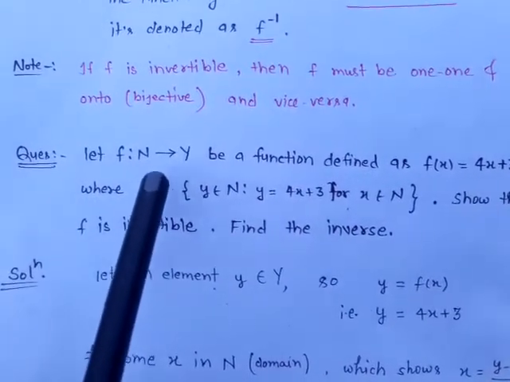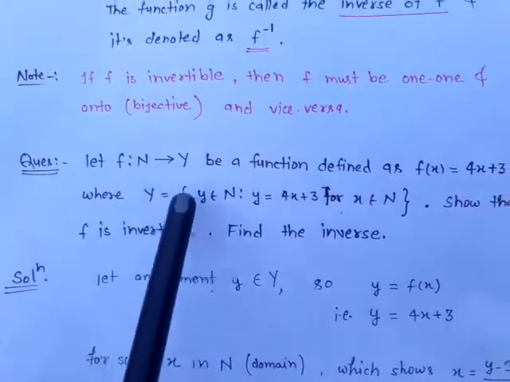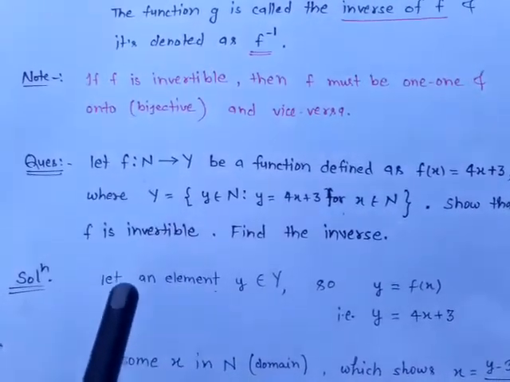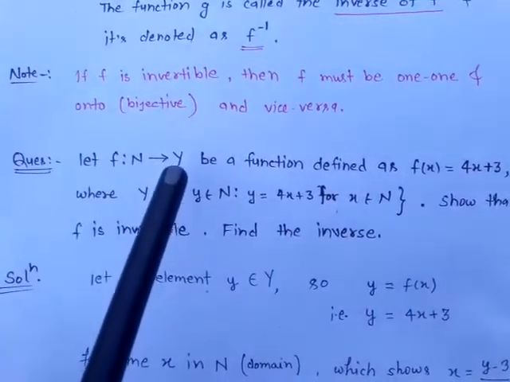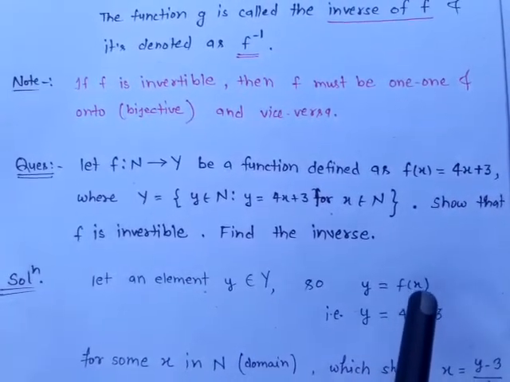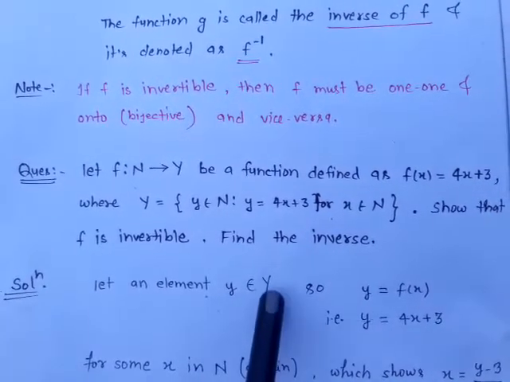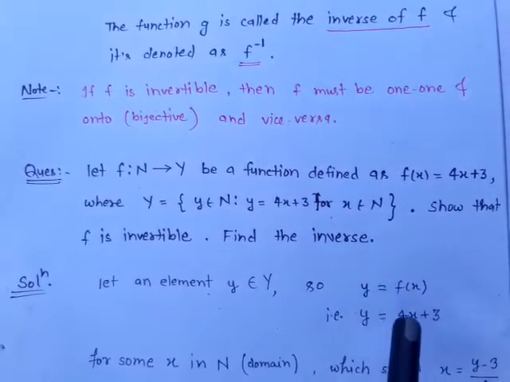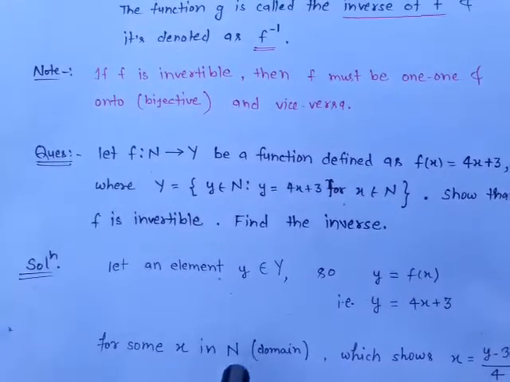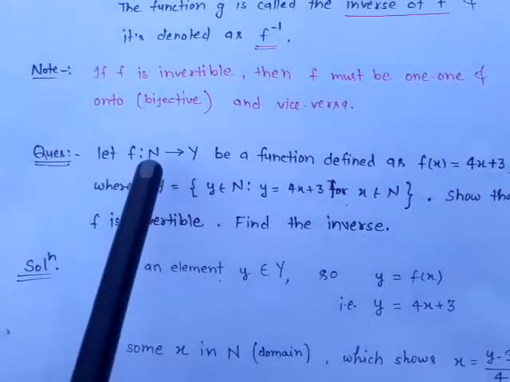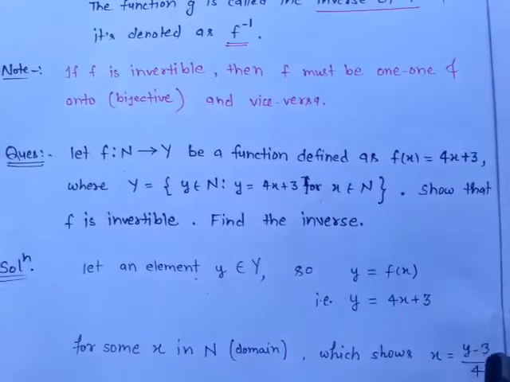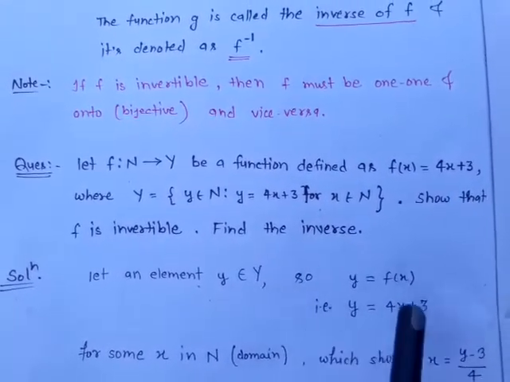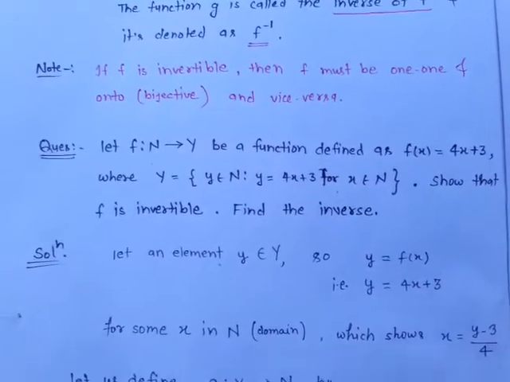Here capital N is the set of natural numbers, and capital Y is defined in this form. We show that this f is invertible. For proving this, first we assume an element y in the codomain Y, then y is equal to f(x). Putting the value of f(x), y is equal to 4x plus 3 for some x in the domain N, which gives x equal to (y minus 3) by 4. We wrote y in this form, y is equal to 4x plus 3. Transferring this we get x is equal to (y minus 3) by 4.